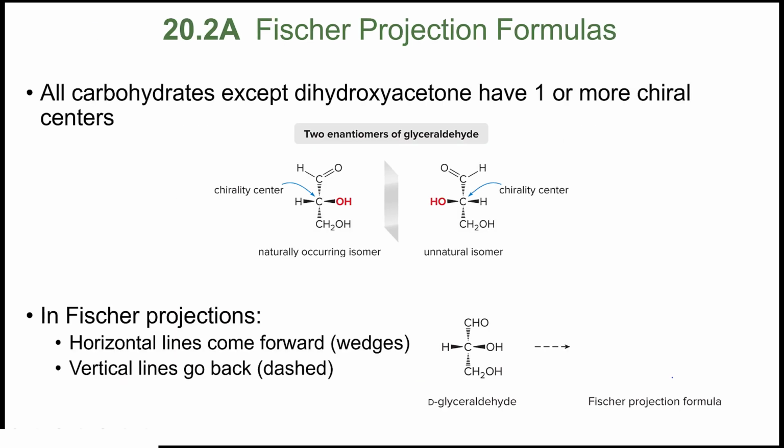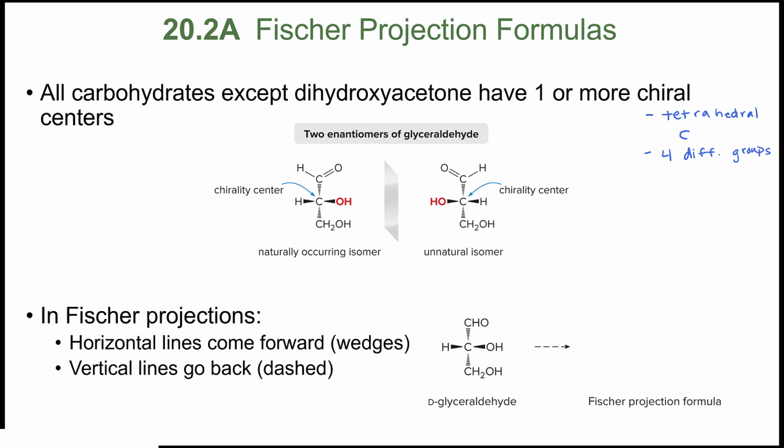All carbohydrates except dihydroxyacetone have 1 or more chiral centers. And remember, in order to have a chiral center, we need to have a tetrahedral carbon and 4 different groups. Those are the requirements for a chiral center. So dihydroxyacetone is not going to have a chiral center because it has that ketone in the middle and it's symmetric. But every other carbohydrate will have 1 or more chiral centers.